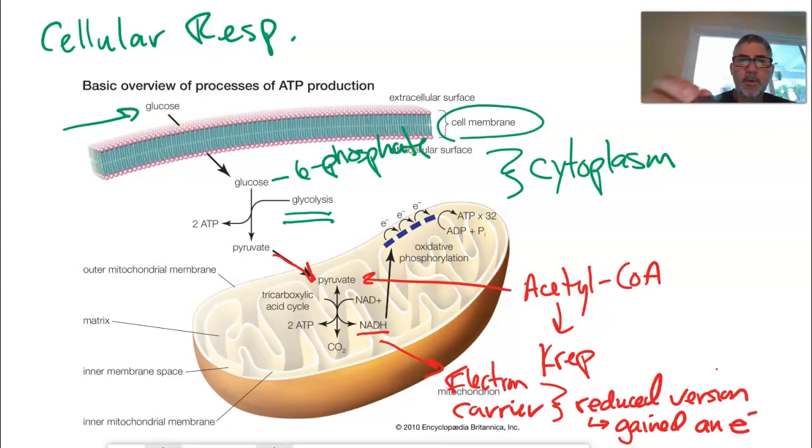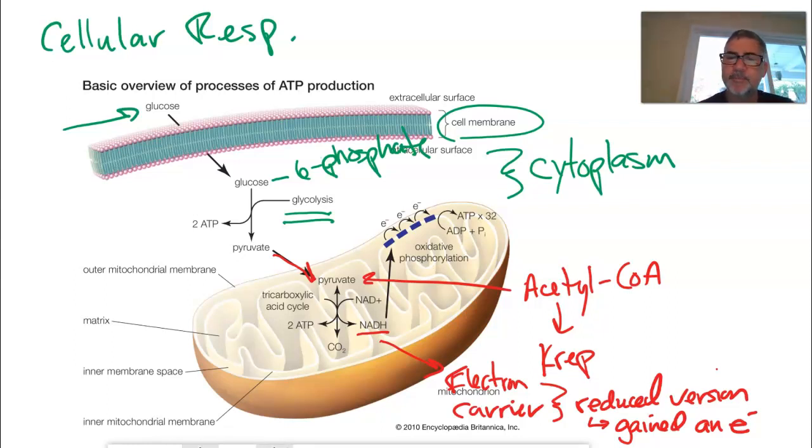So we have this system going on here. Remember, glucose came in and became glucose 6-phosphate. Through the process of glycolysis, I produced pyruvates. The pyruvates were brought into the mitochondria and became acetyl coenzyme A through acetylation. It went through the Krebs cycle. I produced CO2, which I exhale. And then my electron carriers become reduced because they gain an electron. Now that all that's happened, I'll switch colors here.